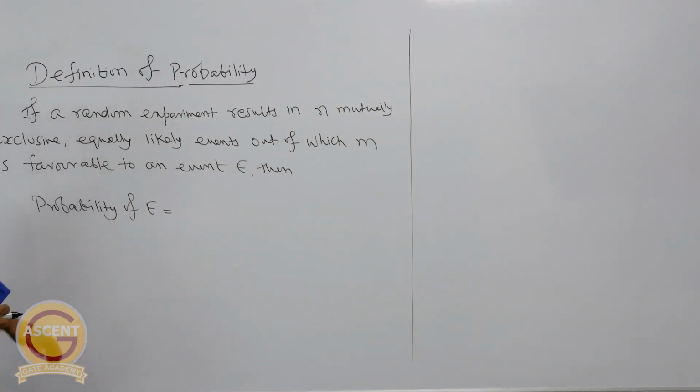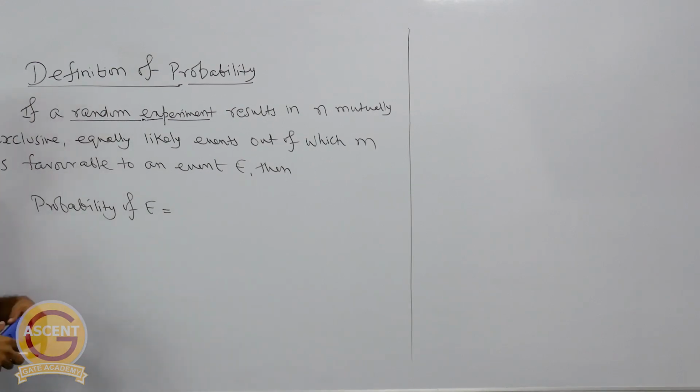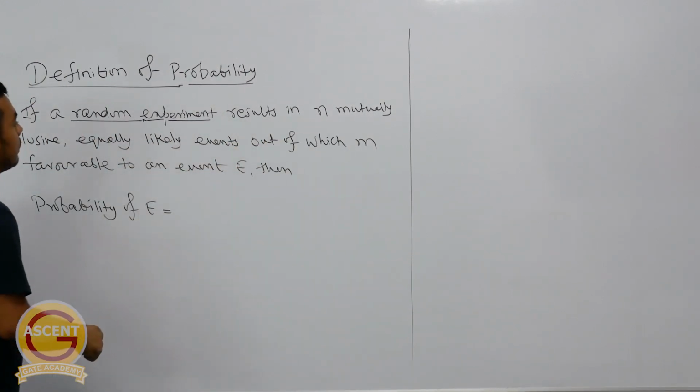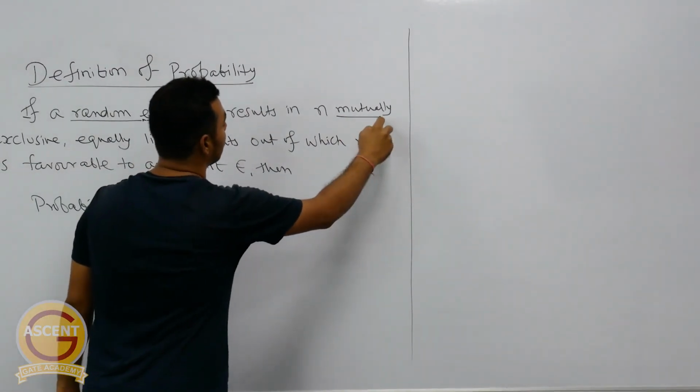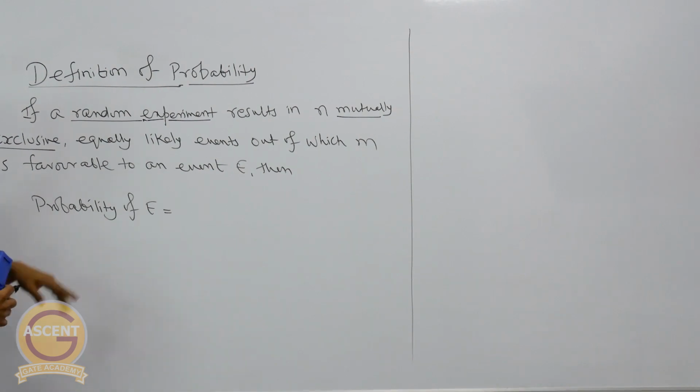Okay, so now we are in a position to define probability. The definition of probability is that if a random experiment, meaning the outcome is not predictable, results in n mutually exclusive events, meaning the intersection of two events is phi and nothing is common between them, then those two events are called mutually exclusive. For example, if we are tossing a coin, then head and tail are mutually exclusive events, because either you can get head or you can get tail.